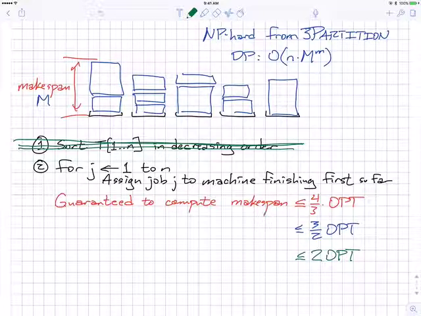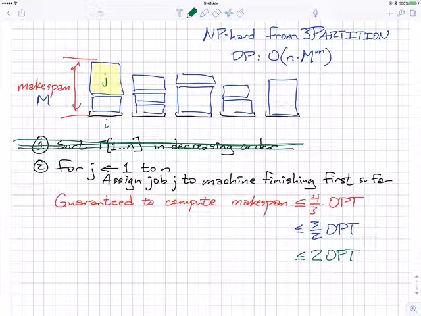So the way I'm going to do that is the following. Let me suppose that I'm going to pick out machine I. Machine I is the one that determines the makespan. And I'm going to pick out a particular job J. Job J is the last job executed by machine I. If you think of this as a pile of boxes, box J is the one whose top is furthest up.